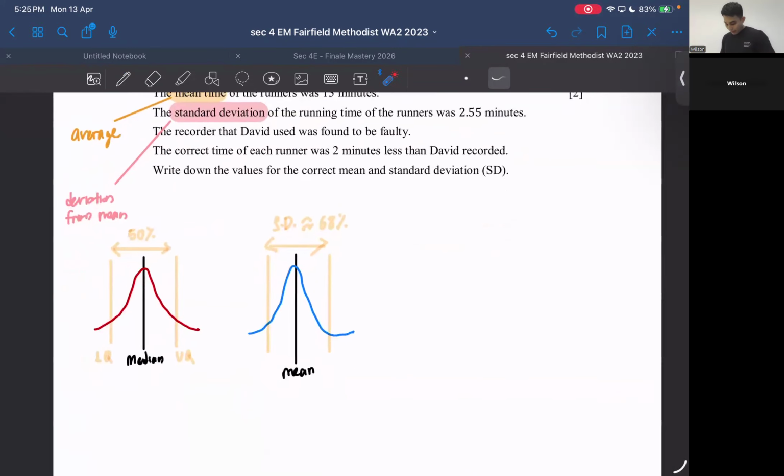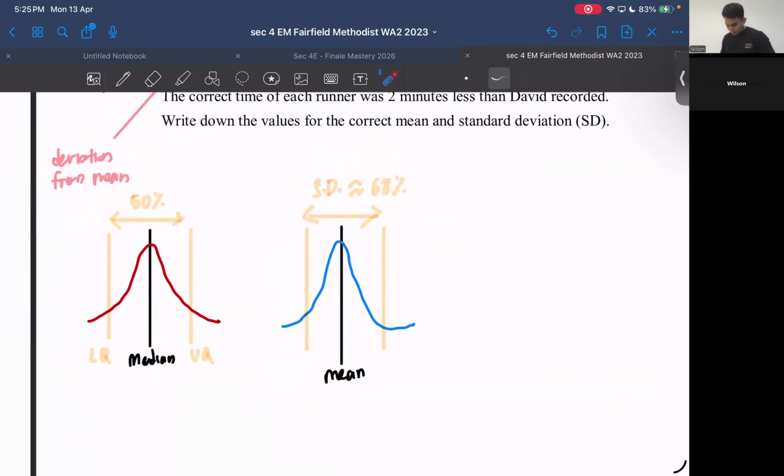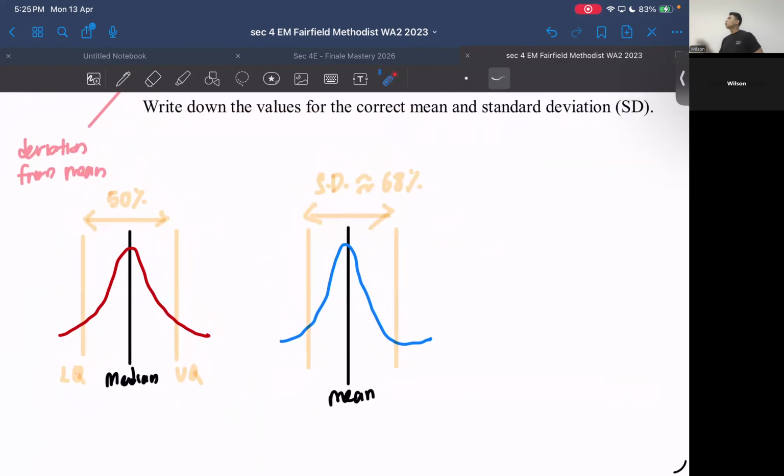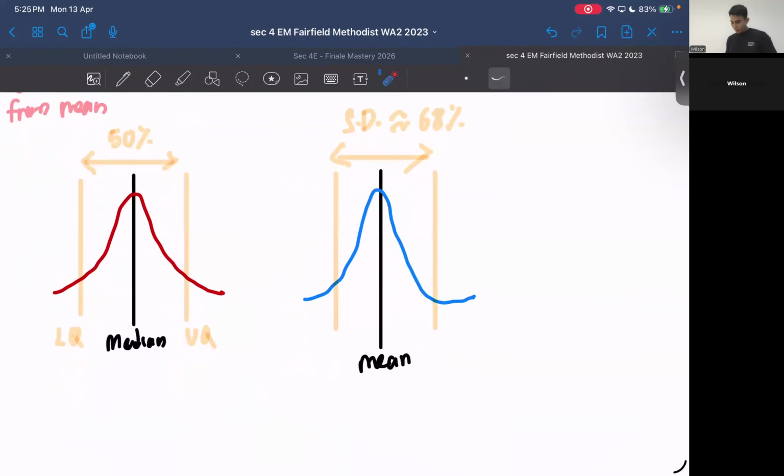Now, why do I have this over here? I have this to show us the difference, or rather to compare between your interquartile range and your standard deviation. I know that we have done this before because I explicitly talked about this. Your interquartile range is the deviation from the median, and we know that this portion over here is 25%.